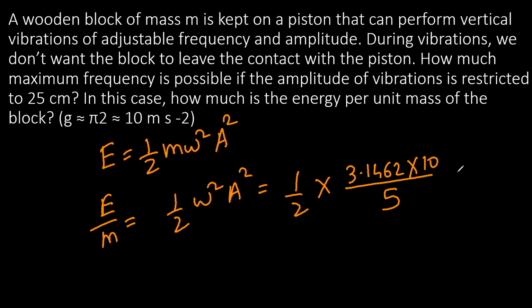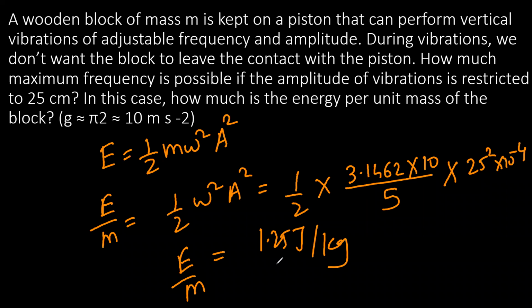So this is your omega square, and what is your a square? So a square is given, that is 25. So 25 square into 10 raised to minus 2, it will be 10 raised to minus 4. And if you multiply all the things, then you will get the answer as, let me check, this is going to get cancelled. So the answer of E by M is 1.25 joule per kg. This is your answer, 1.25 joule per kg. Okay? Just solve this one, you'll get the answer.